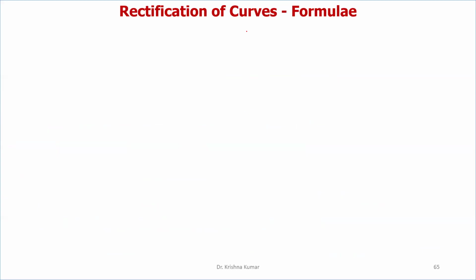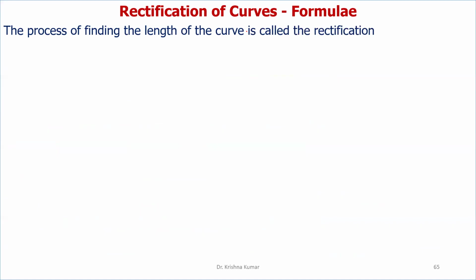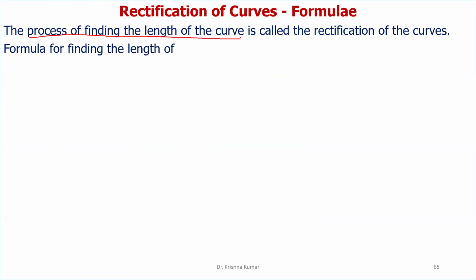Let us take some formulas based on rectification. The process of finding the length of the curve is called the rectification of the curve. Since we know that there are three types of curves, we will try to find the different formulas for all three types of curves. So let us first start with the Cartesian curve.